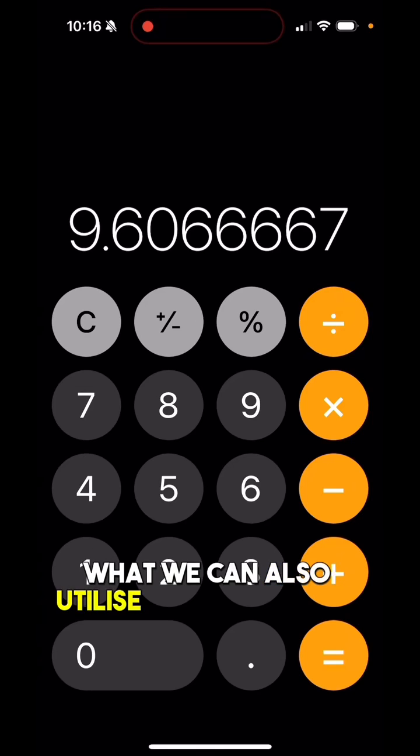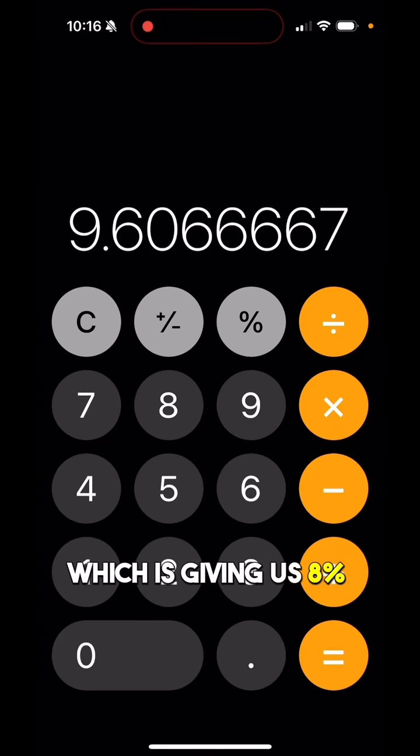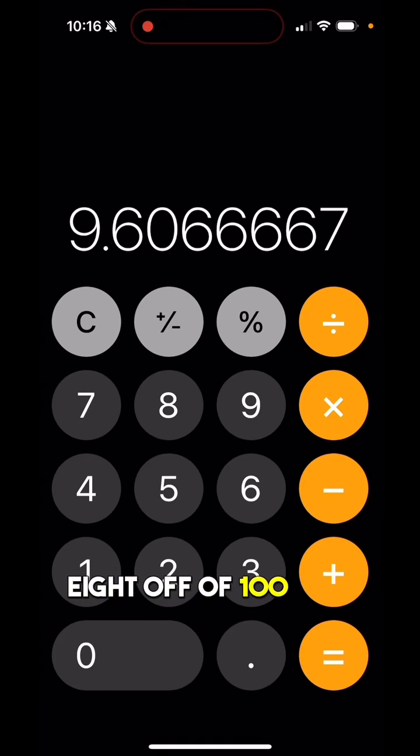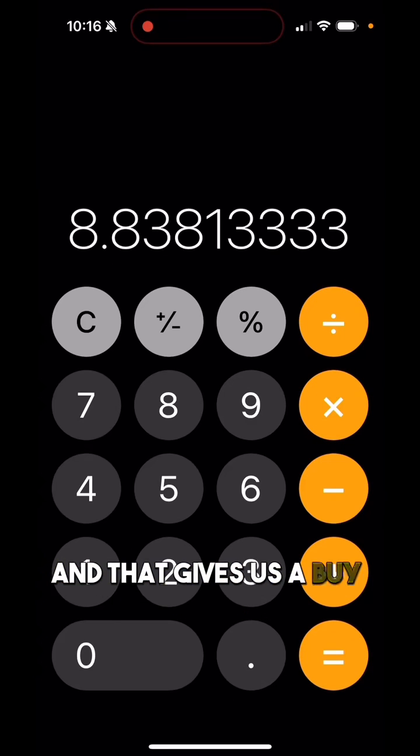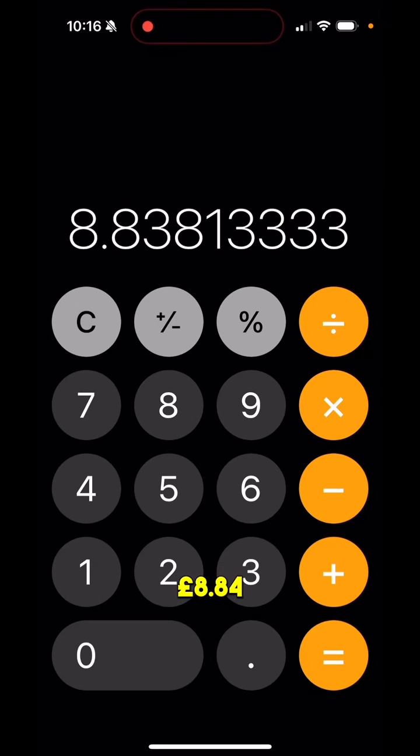What we can also utilise is TopCashback, which is giving us 8% cashback. 8 off of 100 is 92. We need to times by 0.92, and that gives us a buy price now of £8 and call it 84 pence. Let's go back in and have a look at that.